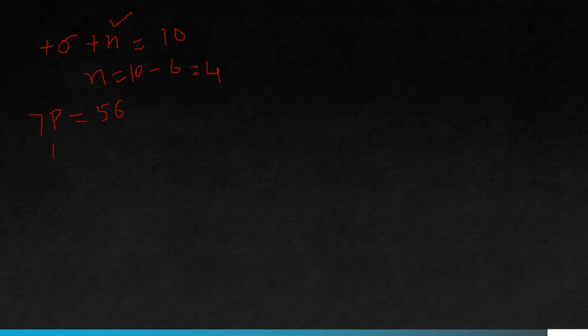So p will be, there is no symbol, so it means 7 into p, and when we move this constant value, in case of multiplication it will become division. Okay, in case of multiplication it will become division, 56 upon 7. So what will be the answer? 8. So this is how you can solve the mathematical equation.